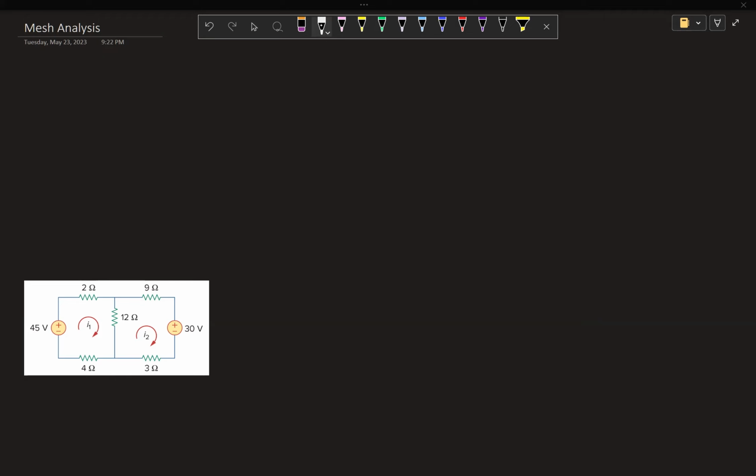So since it's a standardized technique, there are just a few steps you can follow. So first, step one is to assign mesh currents to each mesh. So what is a mesh? It's basically any loop within a circuit that doesn't contain any other loops.